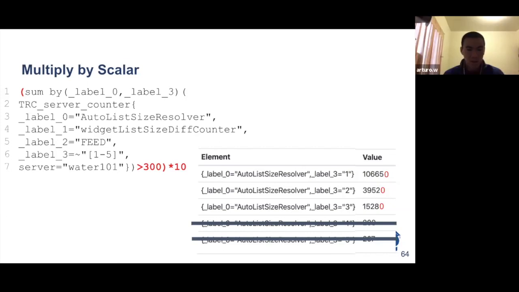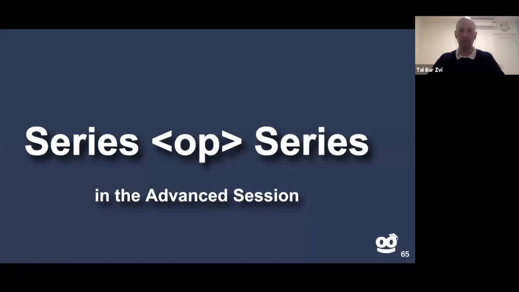Earlier, when you said you have two series, one of a counter and another series of the sample size, will you explain how to merge those two series into one? This is actually a question for the advanced session. I also have an advanced session if you want to operate between two series.